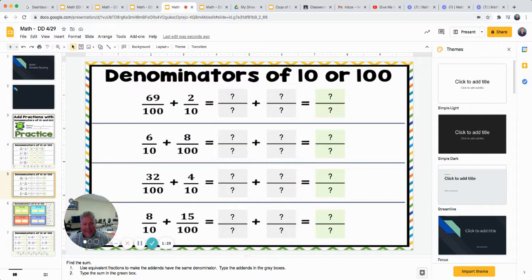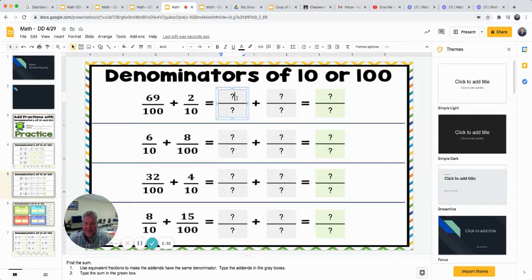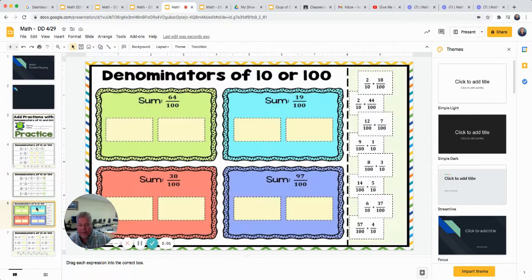All right, this one is the same thing without pictures. You have to type it in this time. 69 hundredths will stay the same because we always change to hundredths when we're doing this. 2/10. Now I've got to change 2/10 to hundredths. So change the bottom to 100. 10 times 10 is 100. 2 times 10 would be what? It would be 20. And then we add 69 plus 20 is 89 hundredths. All right, so that's how we do these. You're just typing in it instead of putting the pictures there.